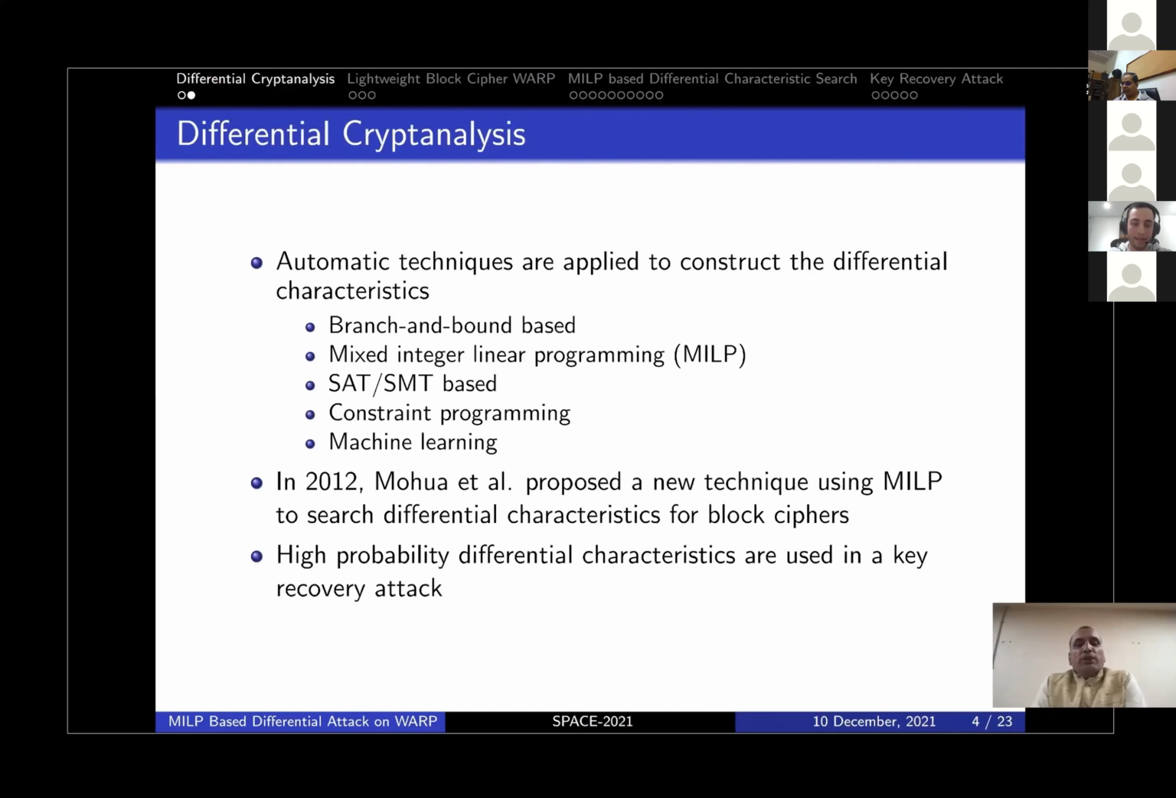The MILP based technique was proposed in 2012 by Mouha and others to search the differential characteristics for block ciphers, and this technique is used by most designers and cryptanalysts to evaluate the strength of a block cipher against differential and linear cryptanalysis. High probability differential characteristics are also used in key recovery attacks against the block cipher.